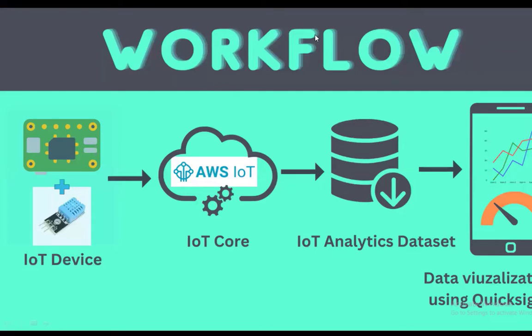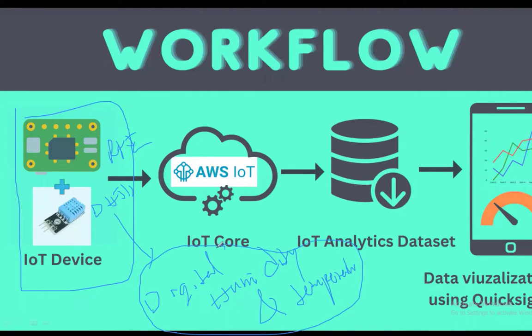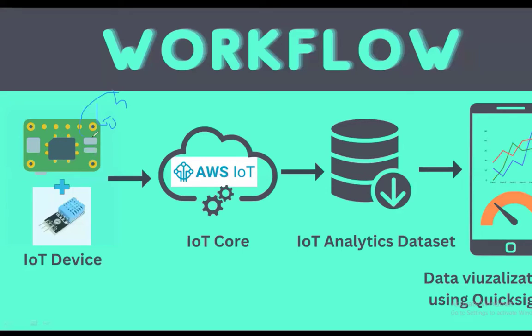If you see the workflow of our IoT data visualization, we have an IoT device with us. In this IoT device, we interface Raspberry Pi and DHT11 together. The DHT11 sensor: what is DHT11? DHT11 is a digital humidity and temperature sensor. We interface the digital humidity and temperature sensor with the Raspberry Pi board, and we are collecting temperature and humidity values in the Raspberry Pi board.